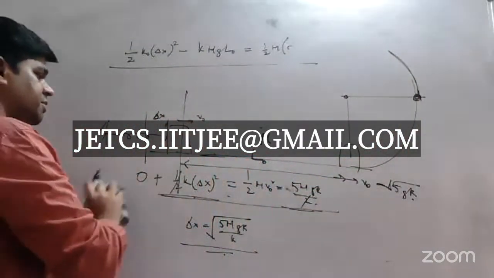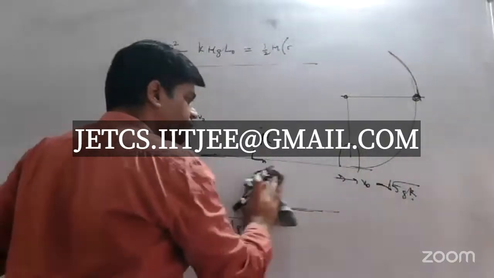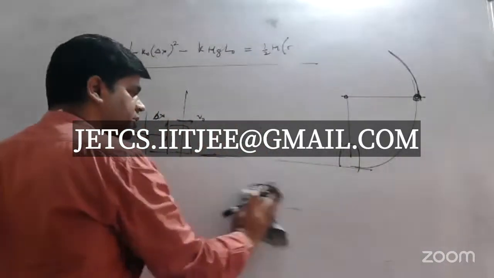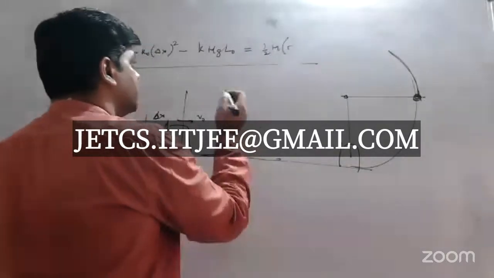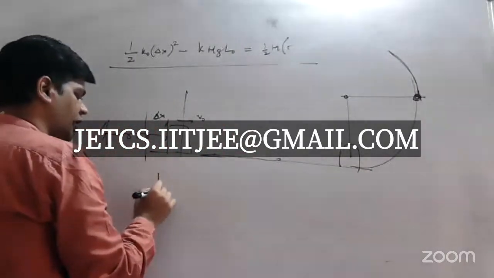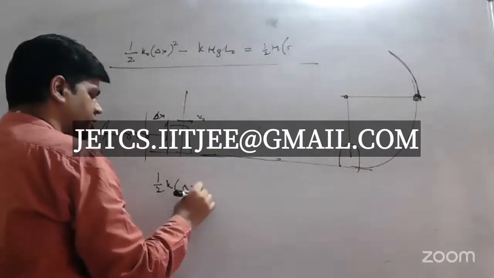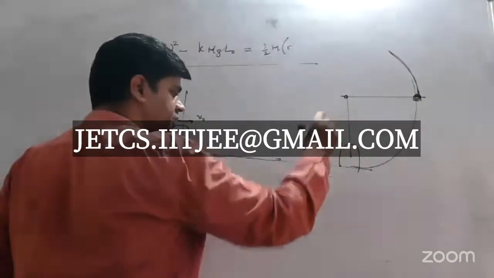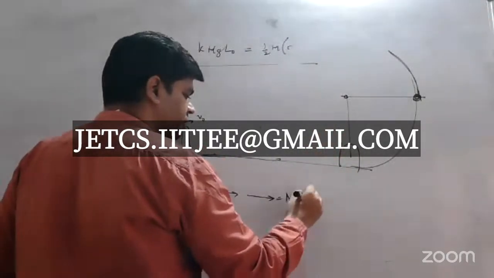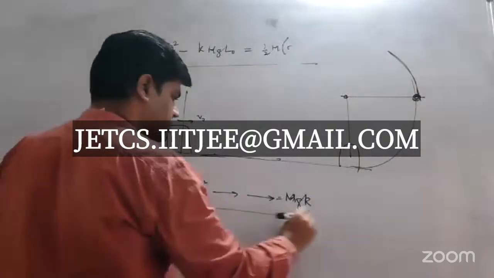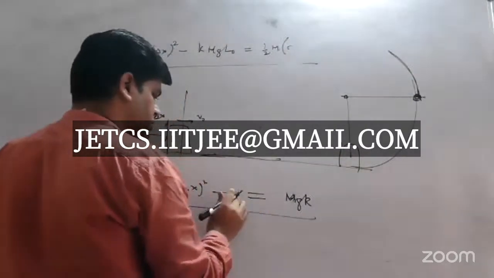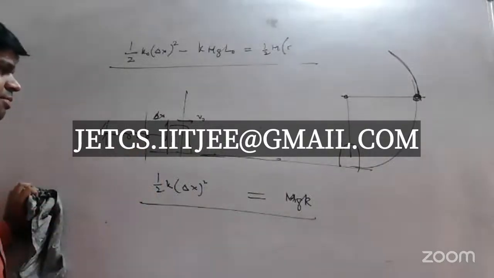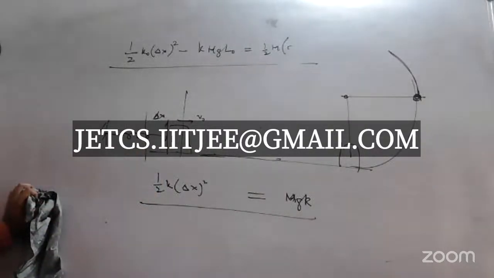The beauty of energy conservation methods is, I don't have to worry about what is happening in between. There's no friction. I can just talk about the initial and final configurations and write the energy conservation equation. So here initial energy is half k delta x square. That's converted to kinetic energy, and that kinetic energy is converted to potential energy again, which should be equal to mg into r. So my delta x should be equal to root of 2mgr by k.